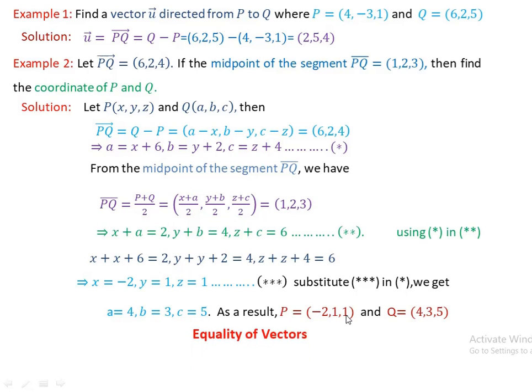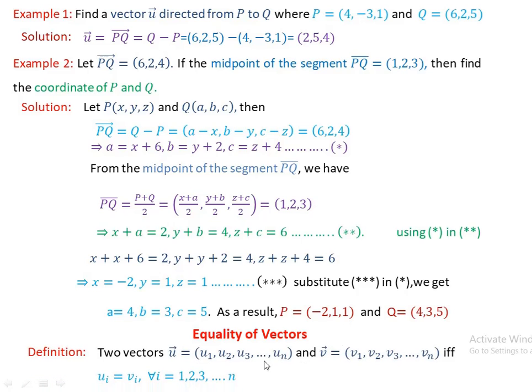Equality of vectors. Now what is the equality of vectors? Two vectors u with the components u1, u2, u3, ..., un and vector v with the components v1, v2, v3, ..., vn are equal.